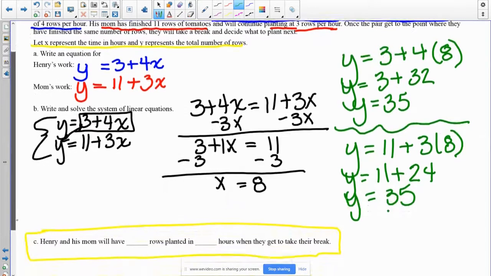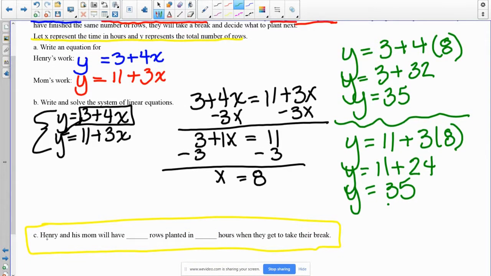So now I can go down here and finish my interpretation. Since I know x is hours, and y is how many total rows they planted, I can fill in my blank. So Henry and his mom will have planted 35 rows in 8 hours when they get to take their break. That's a long time till they get to take the break. So I hope they're not hungry or thirsty or need to use the restroom.